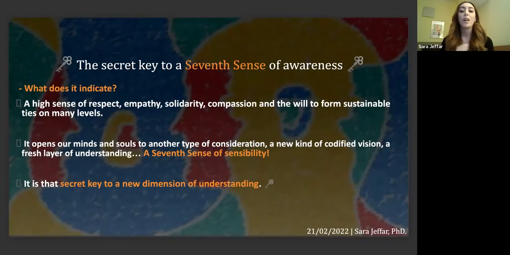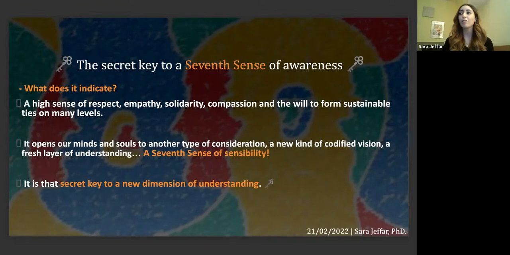Absolutely, because multilingualism indicates a high sense of respect, empathy. It indicates that we have the roots of solidarity in our hearts, compassion, the will to form sustainable ties on many levels. It opens our minds and souls to another type of consideration, a new kind of codified vision, a fresh layer of understanding. And that's what I called a seventh sense of sensibility.